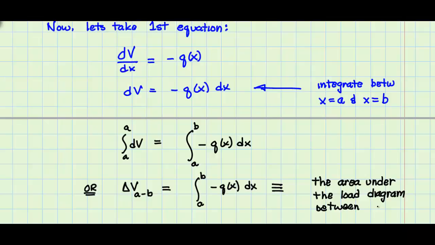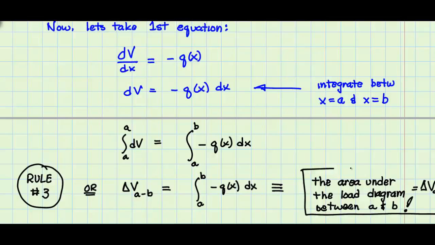This actually gives us a third rule. The change in shear between 2 points along the beam is equal to minus the area under the load diagram between those points.